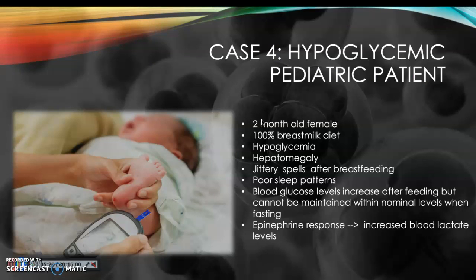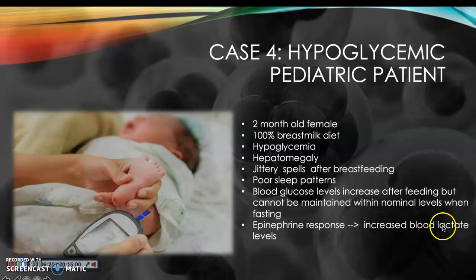Okay, so case 4. In this case, we're presented with a previously healthy 2-month-old baby girl, neonate, who's on a 100% breastfeed diet and has had a lot of trouble sleeping for greater than 2 hours. Besides these symptoms, the baby has been tested and gotten blood glucose levels that are low, so hypoglycemic, and also found that a liver edge 4 centimeters below the right costal margin shows hepatomegaly, as well as the fact that we notice blood glucose levels increase after feeding, but they tank afterwards, so they can't be sustained within nominal levels during fasting. And epinephrine is then injected to induce a response, but the response is contrary to what is expected.